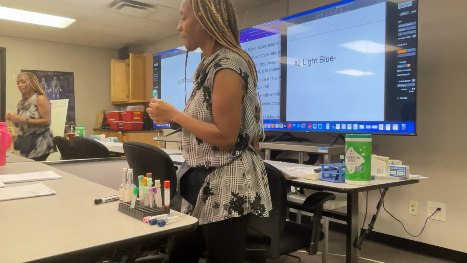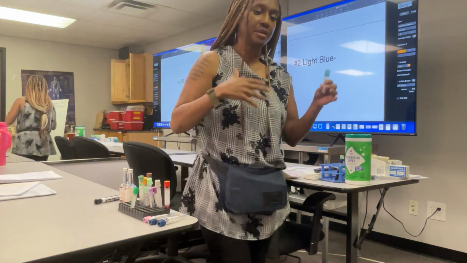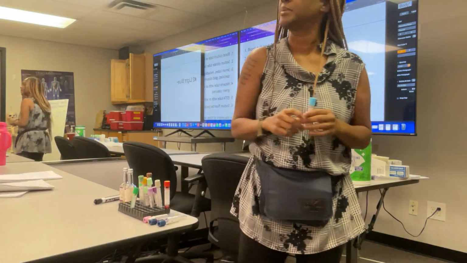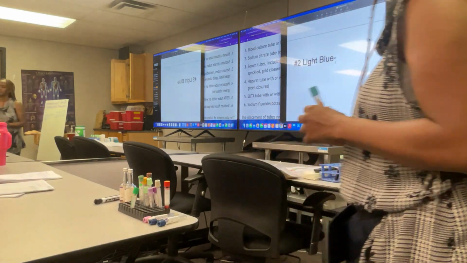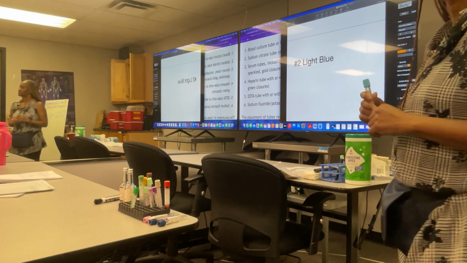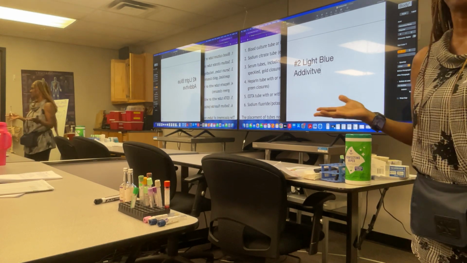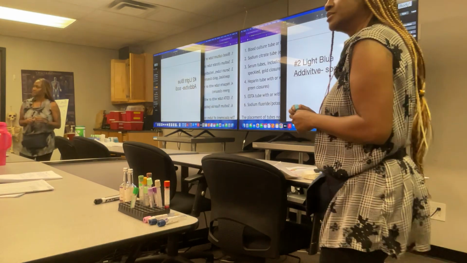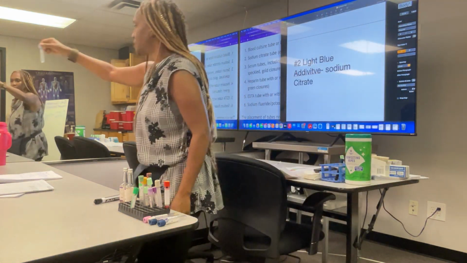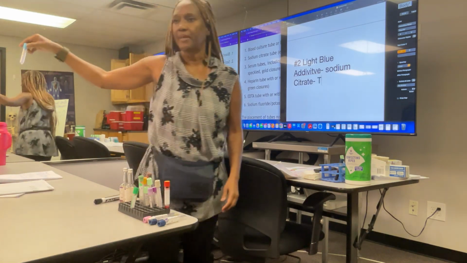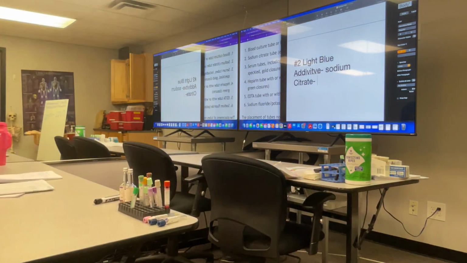Anyway, just like we talked about these first two tubes, you guys are going to tell me what chemical is in here, what additive is in here. Sodium. Very good. And some people say citrate, citrate, tomato, tomato. I'm going to come around because I want you to see that there's liquid at the bottom. That is the sodium citrate at the bottom. A little bit of liquid at the bottom. Now that's what I'm about to talk about.